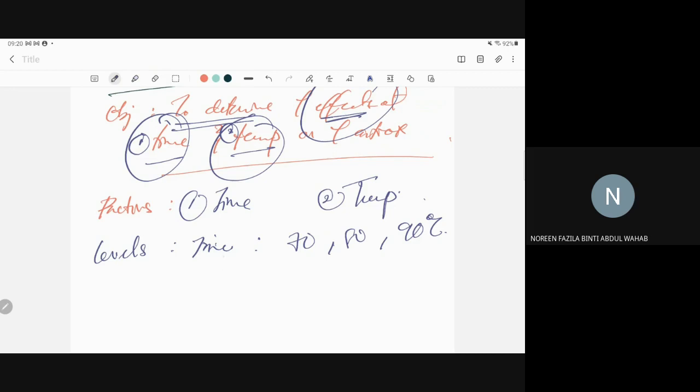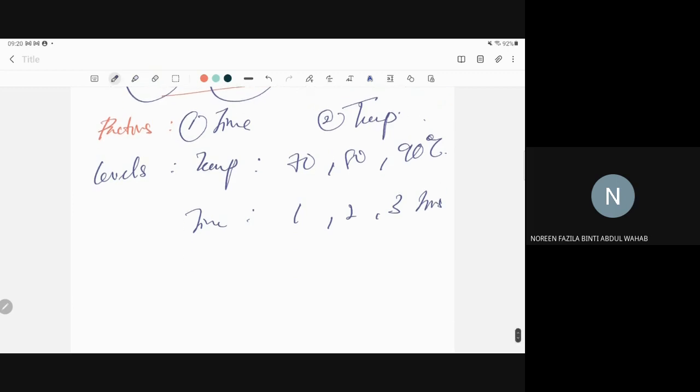Okay, and then we also want to determine the temperature. And for time, maybe it is like 1, 2, 3 hours, for example. So now we are varying the temperature, and then we are varying the time.